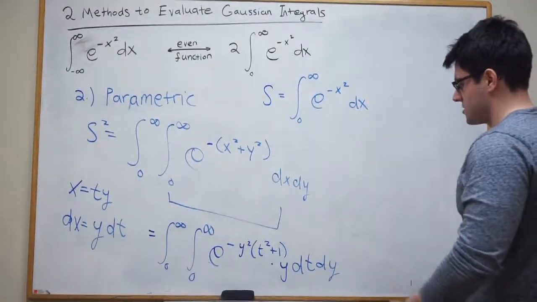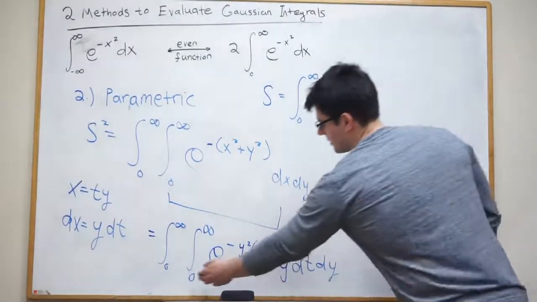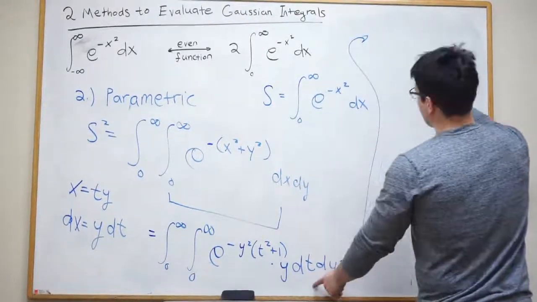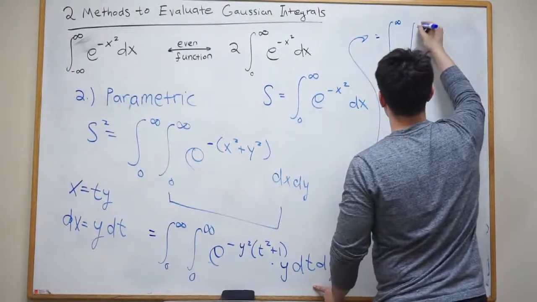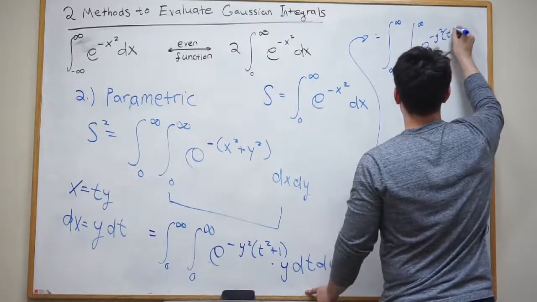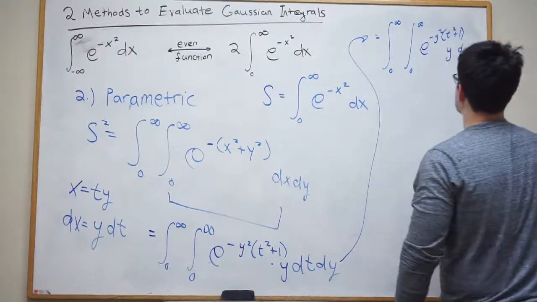So now, because we're dealing with smooth continuous functions, we can switch the limits of integration. These are not dependent on t or y either. So we're just going to switch dt dy. And so this equals integral 0 to infinity, integral 0 to infinity. And we're just going to switch these two. So e to the minus y squared, t squared plus 1, y dy dt.